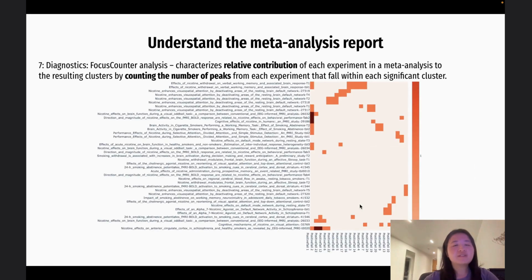We also run focus count analysis to categorize the relative contribution of each experiment to the resulting clusters. The color in the figure below represents the number of peaks from each experiment that fall within each significant cluster. The order of clusters in the positive tail map is also a representation of the relationship between clusters. For example, clusters 1, 2, 23, 12, 6, 22 are not geometrically closer, but they are reported by the same studies, so they might come from the same brain network.